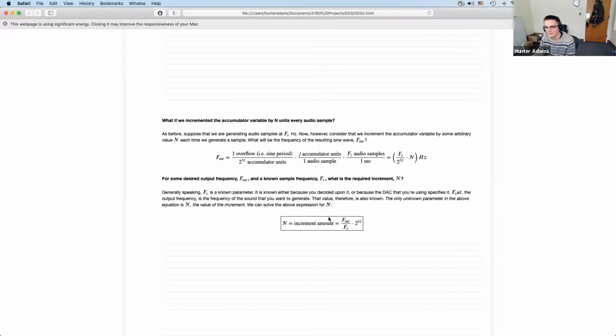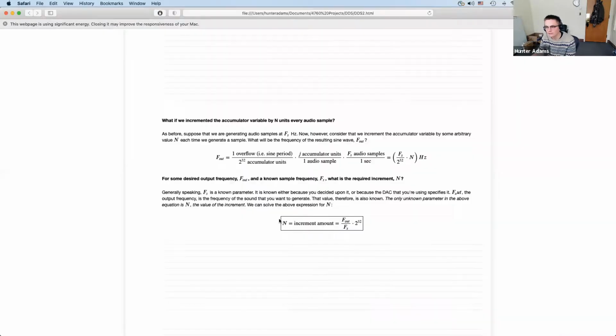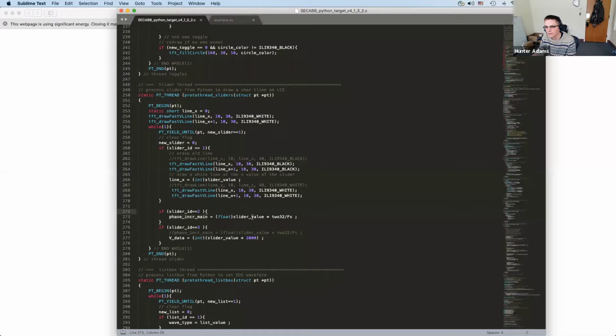This is this. So for some desired output frequency, F out, which is the slider value, we compute our phase increment, N in this example, by F out over Fs times 2 to the 32. F out over Fs times 2 to the 32, or F out times 2 to the 32 over Fs, same thing, right? So in this thread, we compute our phase increment.